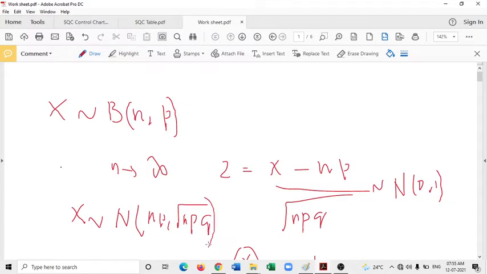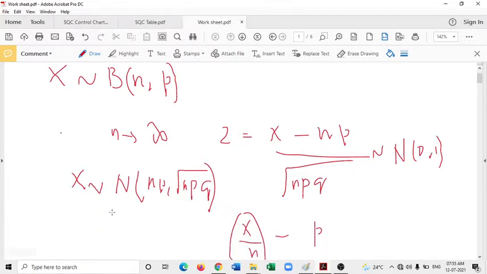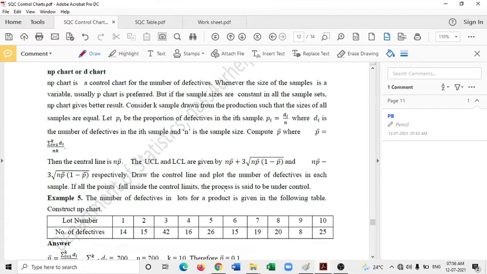We get the above equation, x minus np by root npq, when we subtract the mean from x and divide by the standard deviation. So here we count the number of defectives, but in the other case we are counting the proportion of defectives. But the principle of constructing the control limits, the control lines, is actually based upon this relation connecting the standard normal and also the binomial distribution. That's why we have the central line and control lines.